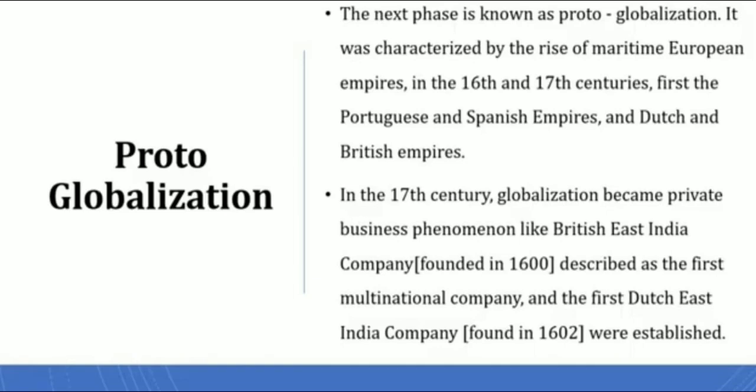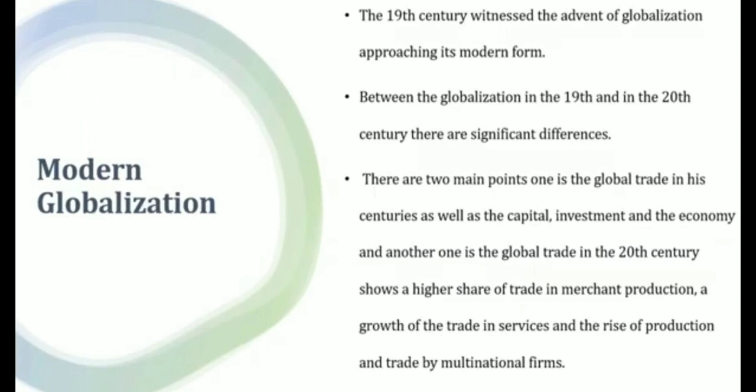Are you clear? Okay, it is the world's first multinational company, the British East India Company. It was started in 1600. Next, in 1602, the Dutch East India Company was established in India. Okay. Next stage, the third stage, is modern globalization.